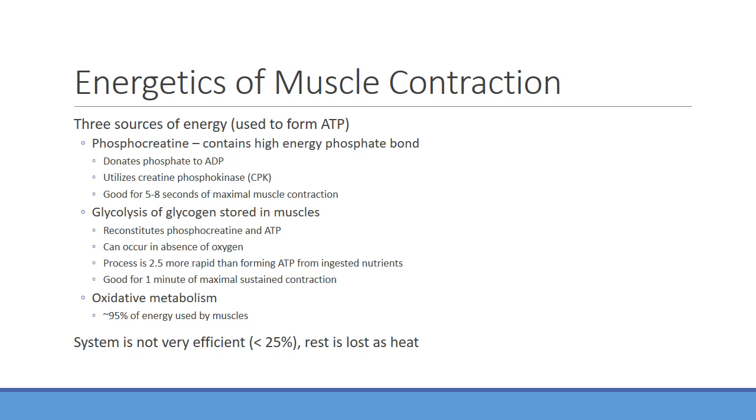So 3 main sources of energy that we're going to use for contraction of muscles, and again, these are going to be used to form ATP because we saw that was necessary for the myosin heads to be working appropriately. One of the big ones is going to be phosphocreatine. Creatine is going to have a phosphate group, a high energy phosphate bond, already added onto it. Essentially, this will donate its phosphate group over to ADP and form ATP at that point. The enzyme that's utilized for that is creatine phosphokinase, or CPK.